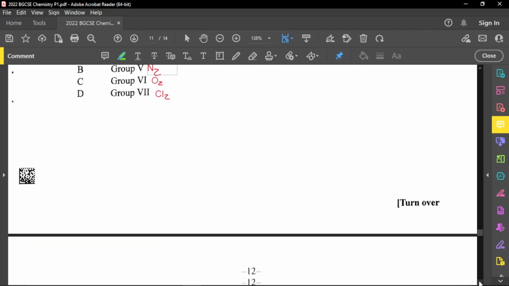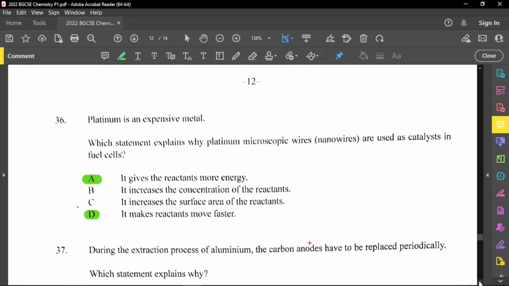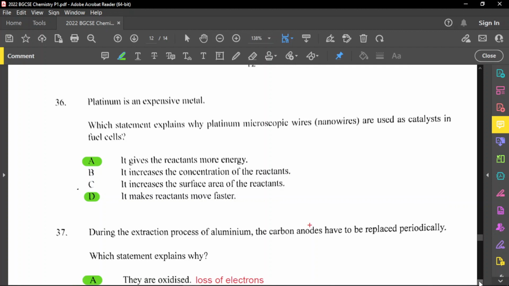All right, so go to question number 36 at this time. Now we say platinum is an expensive metal. Indeed it is. Which statement explains why platinum microscopic wires, which are called nanowires, are used as catalysts in fuel cells? All right, I have 2 answers right here. I'm going to tell you why I have 2 answers here.